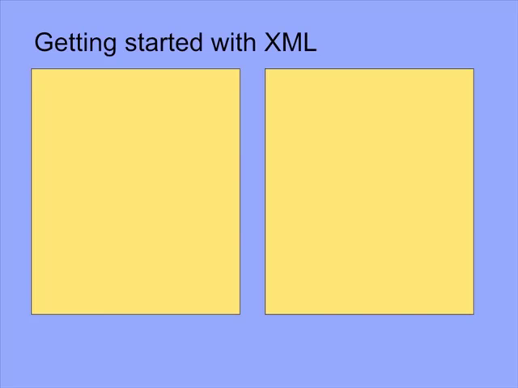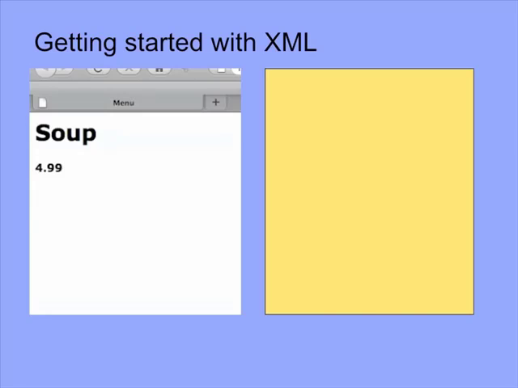Let's take a look at a simple XML example. To understand what XML is, it may be easier to start with a quick look at HTML. Here's a simple document created in HTML. We've got a title, menu, an item, soup, and a second item, $4.99, the price of the soup. As you can see, we've also assigned some formatting to these items, an H1 and H4 heading. And here is our HTML document in a web browser.